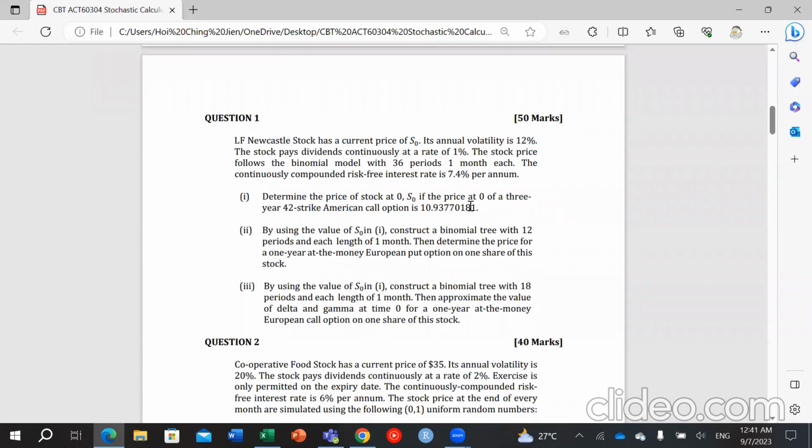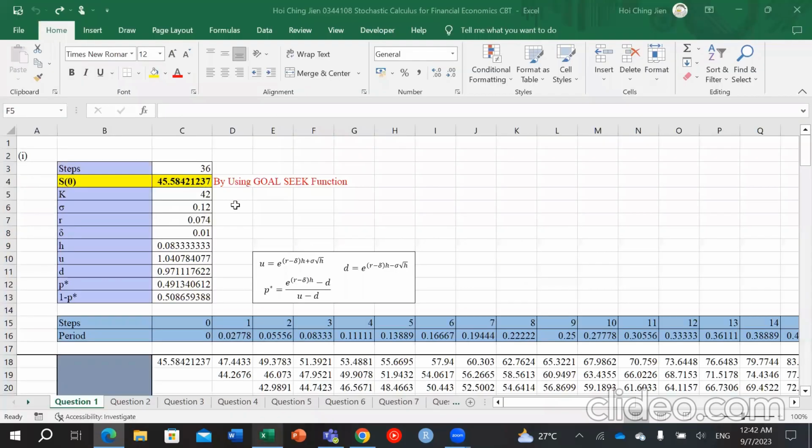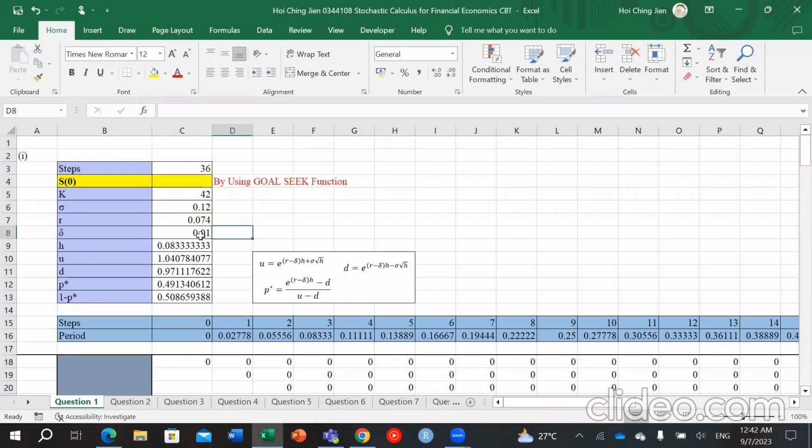If the price at 0 of a 3-year 42 strike American call option is this value. So for question 1i, we are given the American call option value, which is this one, and the strike value is 42. So first of all, we insert all of the data, and of course the S0 is unknown at first.